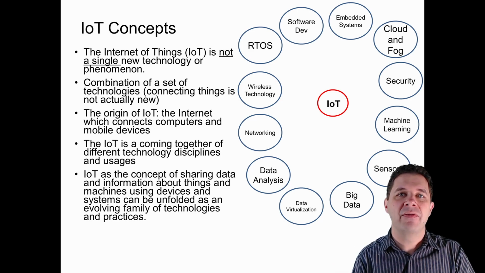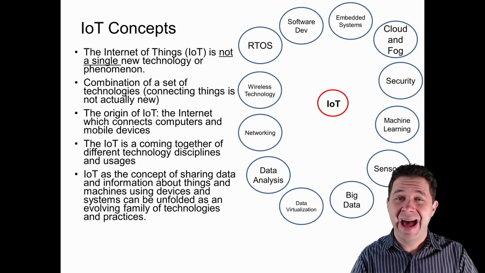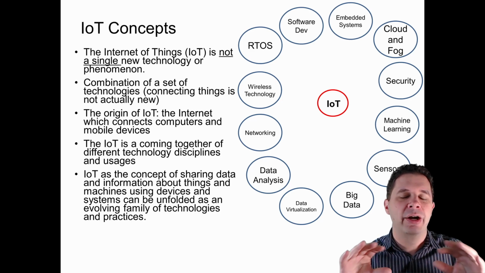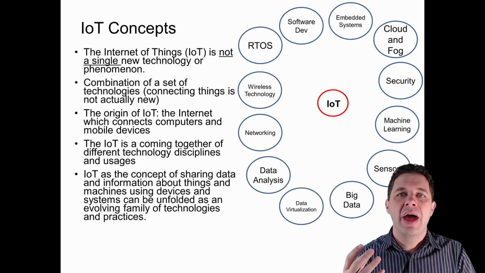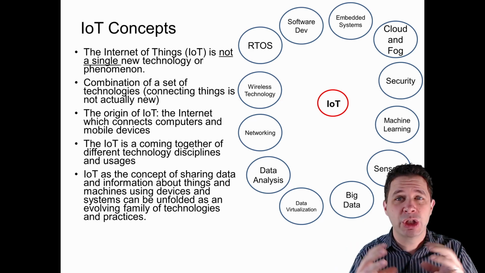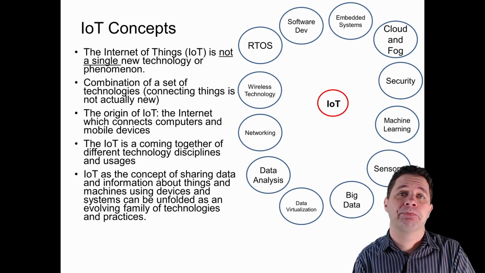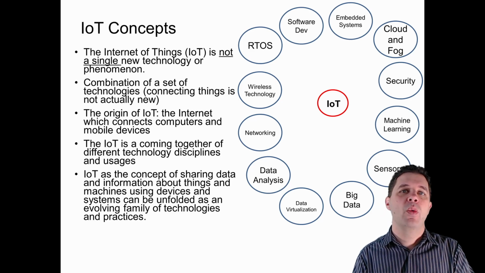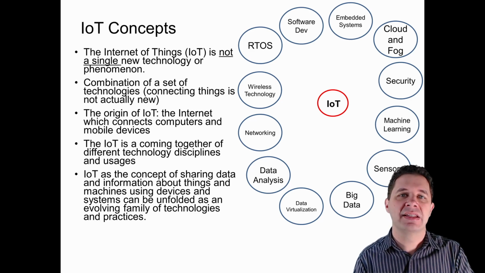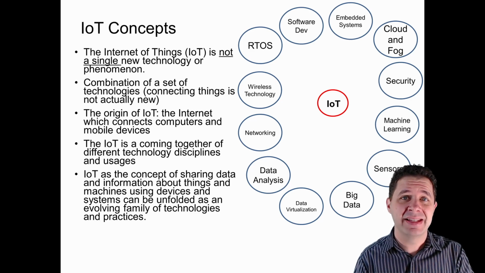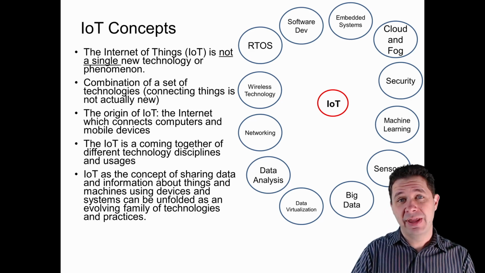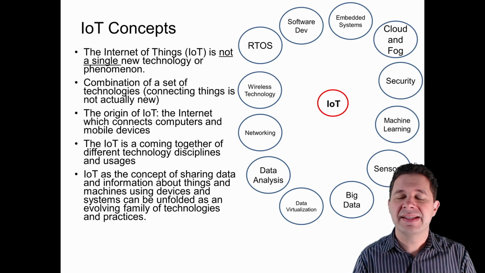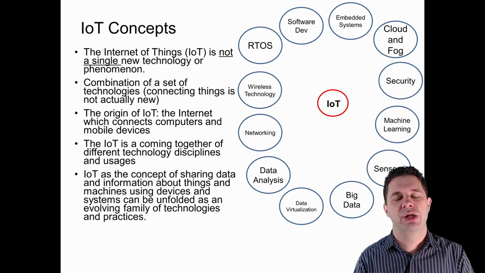Everything from, well, we have heaps of data with IoT, so we need to start virtualizing that data. We need to do data analysis with that data. We need to do big data applications and machine learning and things like that. Somehow we need to get that data, which requires our sensors, which requires our real-time operating systems and embedded systems to actually get that data. We need to transfer that data from our embedded systems to the internet, and we use wireless technology and various networking technology to do that.